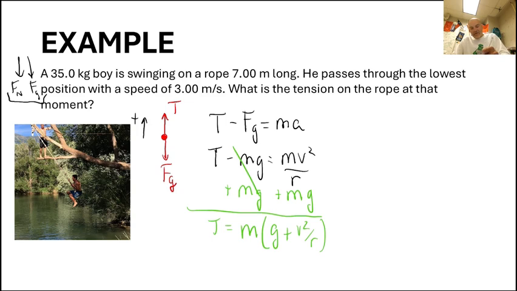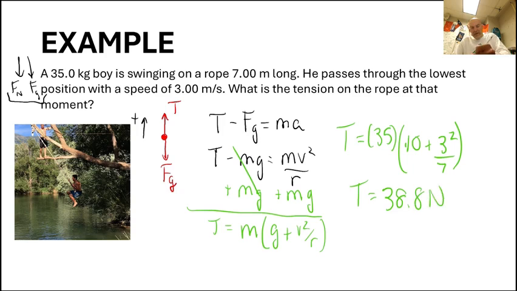And so now we can just plug in our values, right? T equals the boy's mass, 35 kilograms, times g, which is 9.8 or 10. In fact, when I did this problem, I called it 10, so I'm just going to stay consistent with that. Plus 3 squared, that is our speed at the bottom, divided by 7. Something you're going to see is it's not going to add too much more than his actual weight, because 3 squared over 7 is 9 over 7, which is just over 1. So what's inside there becomes 11 point something. And so T, the tension, is going to be 38.8 newtons.